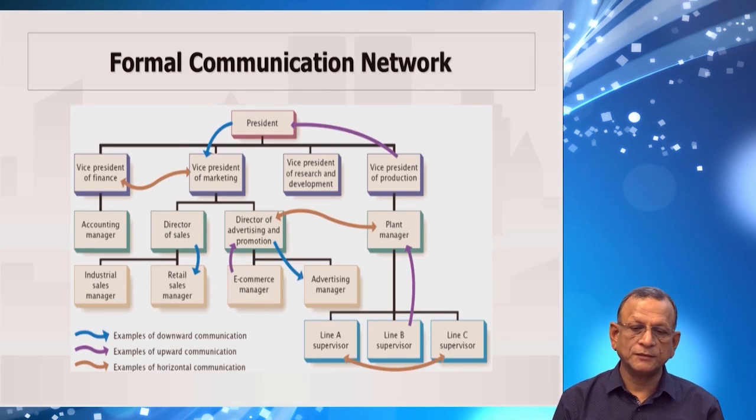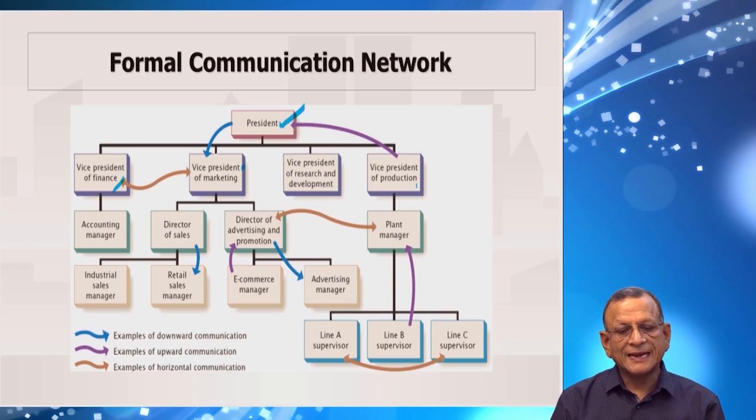What is this formal communication? So this is an organogram in front of you. Organogram is an organization chart with the help of which you understand who is at the helm of affairs, and then next to that person, positions, persons, and so on. So at the helm of affairs, we have the president, then we have vice president finance, vice president marketing, vice president research and development, vice president production, and under the vice president finance, we have accounting manager, vice president marketing, we have director of sales, director of advertising and promotion, and so on. This is an organogram, with the help of which we are in a position to understand various positions in the company and how they are connected with each other.